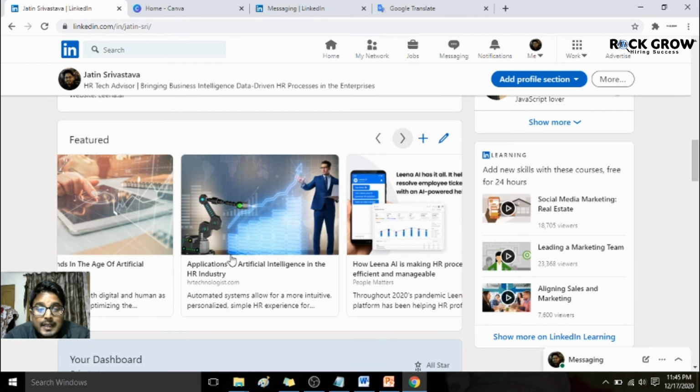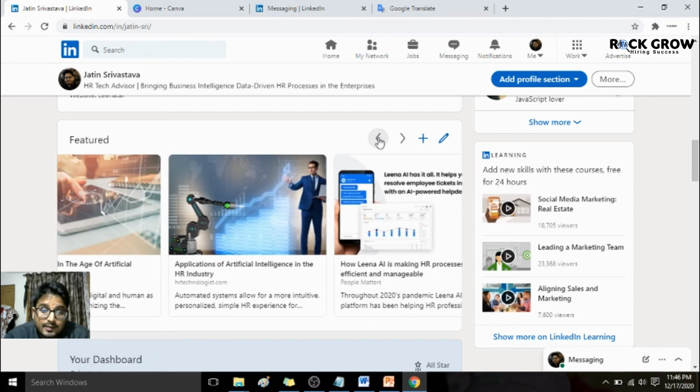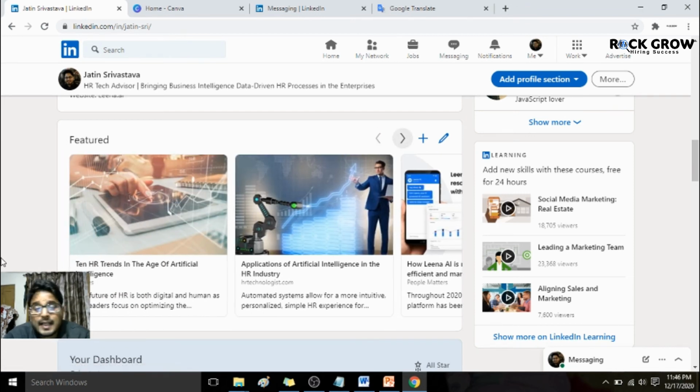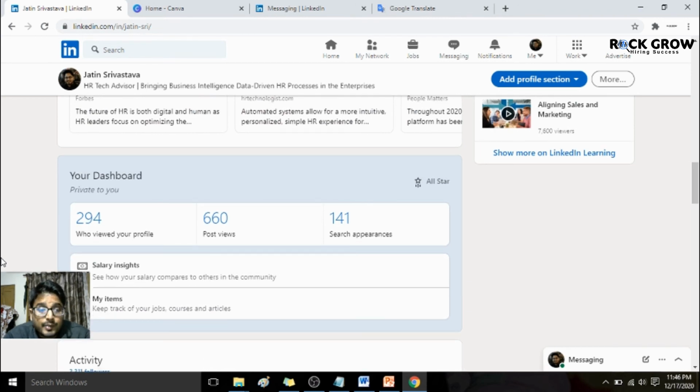Then we have a media mention by People Matters, how lean AI is transforming HR processes. I kept it in the third position so that it should not look like I'm bragging about ourselves. Then fourth is a research study done by Northwestern University about the impact of AI on HR processes. No selling, everything around becoming a knowledge sharing person for someone.